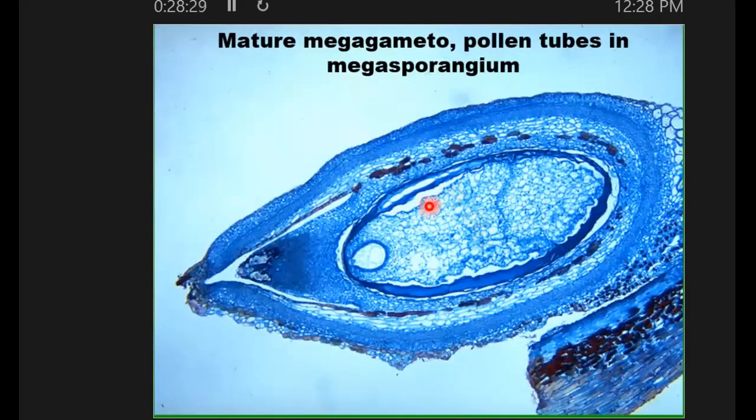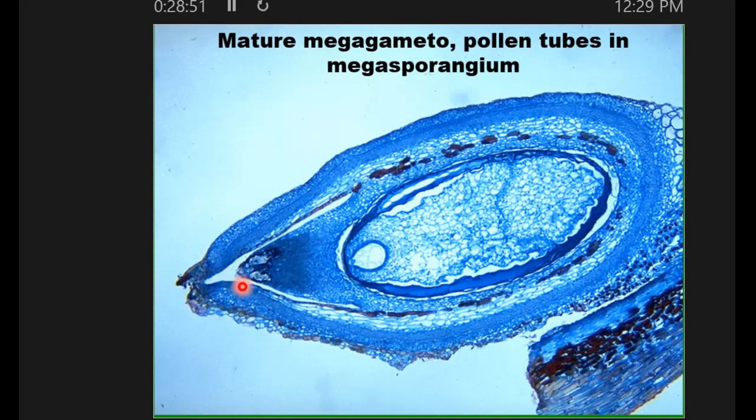You're seeing, finally, the megagametophyte, the tissue that's kind of flat, filled in there. And you can see this species only has one archegonium, there's one egg in there. And you can see how that archegonium is closest to the micropyle end. That makes sense because it's less distance for the sperm.